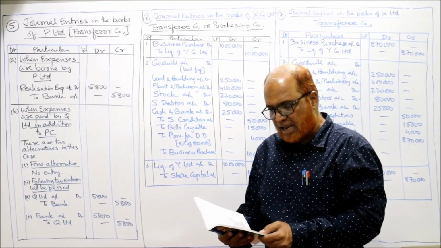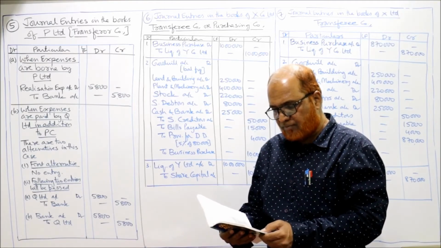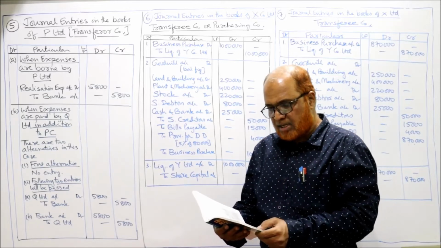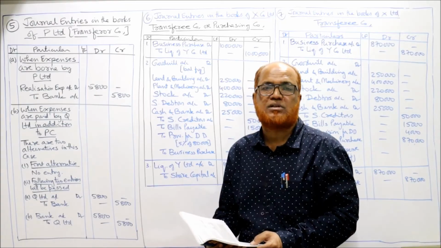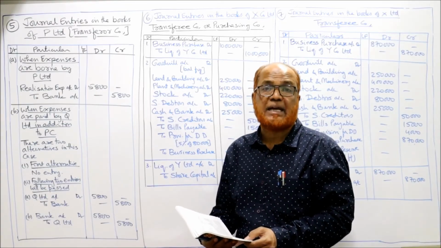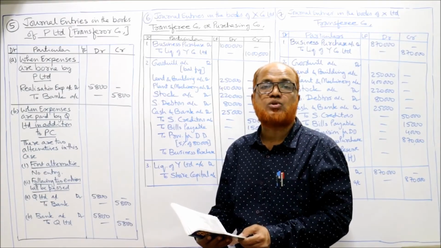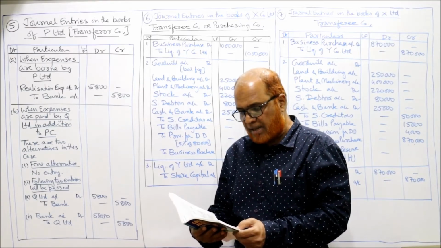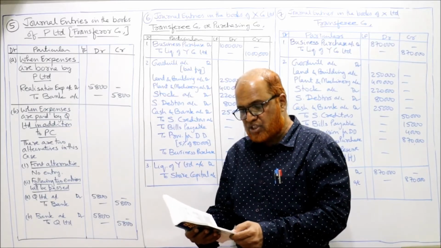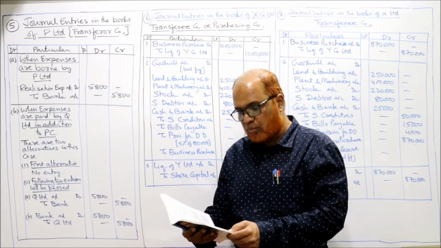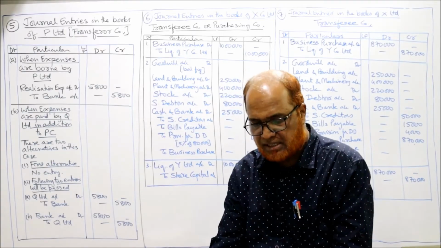The following are the assets and liabilities taken over by X company. Land and building 2,50,000, plant and machinery 4 lakh, stock in trade 2,20,000, sundry debtors are 80,000 subject to a provision of 5%. So there is a provision for doubtful debts 5%. 5% of 80,000 it comes to 4,000. Cash and bank balance 25,000, sundry creditors 50,000, bills payable 15,000. Give journal entries required in the books of X Company Limited for recording the assets and liabilities taken over.